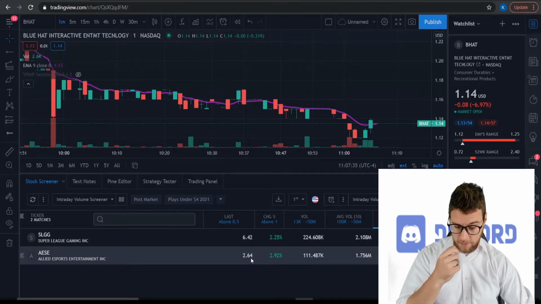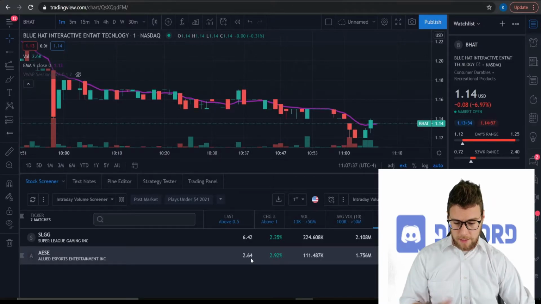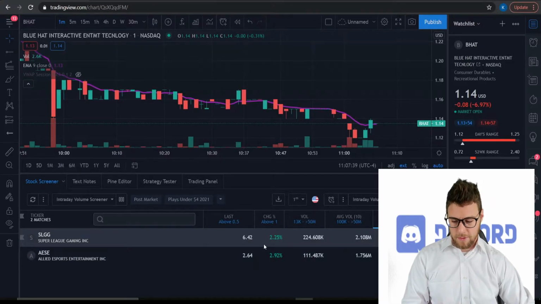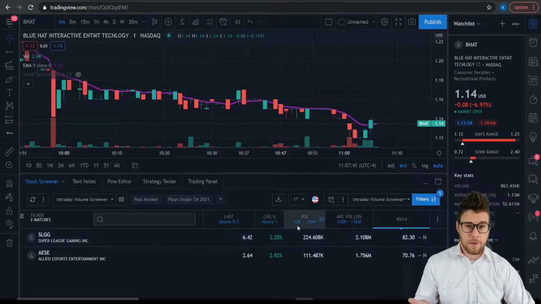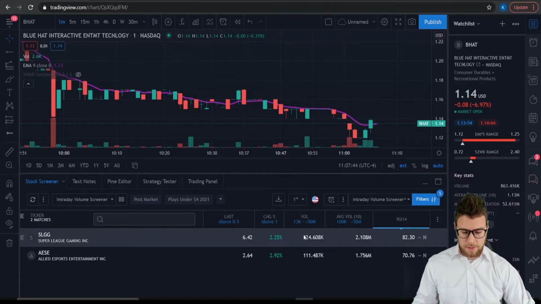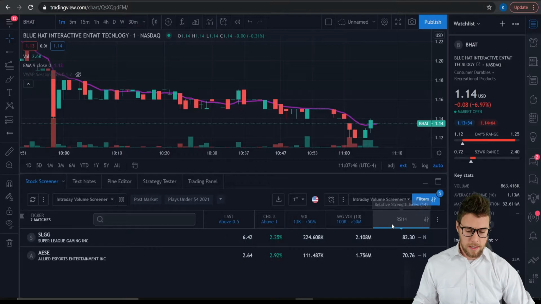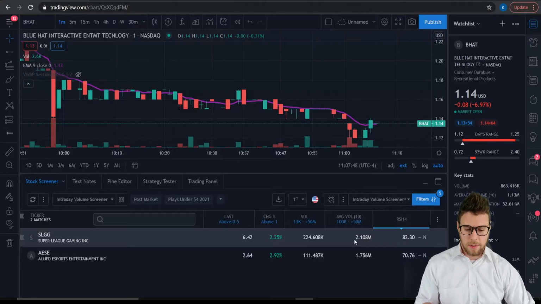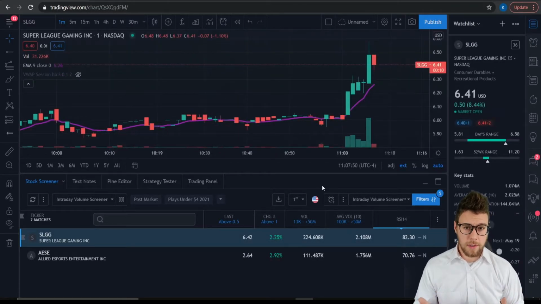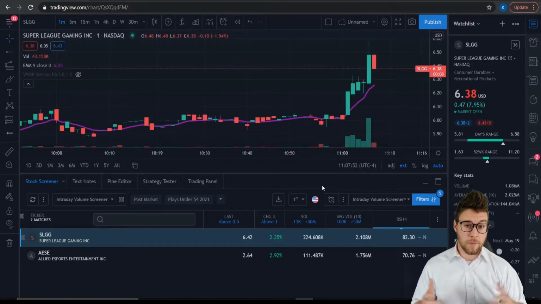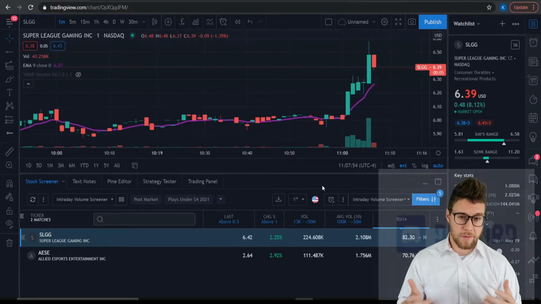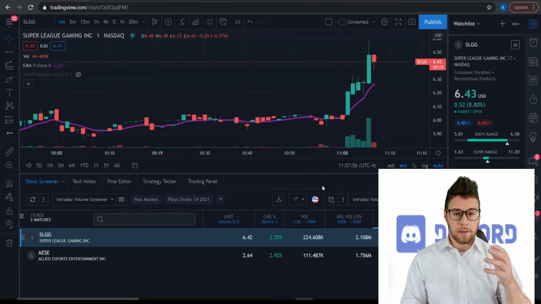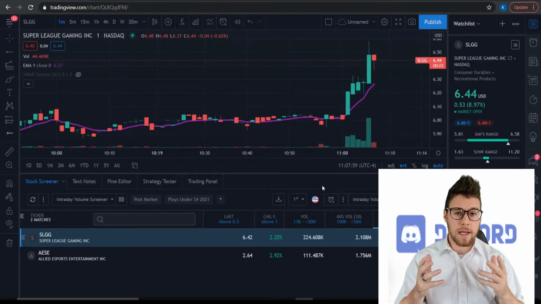AESE right now has 111,000 shares traded, and again, SLGG. Usually, I like to see the one with the most volume because usually that's something. The RSI, as you see here, I'm leaning towards RSI. In other words, RSI is overbought, oversold. Anything over 60 is overbought. Anything under 40 is oversold. But I'm looking at the RSI on a 1 minute chart.